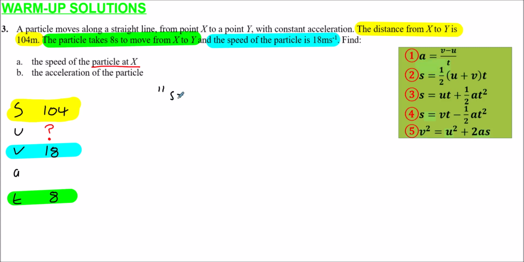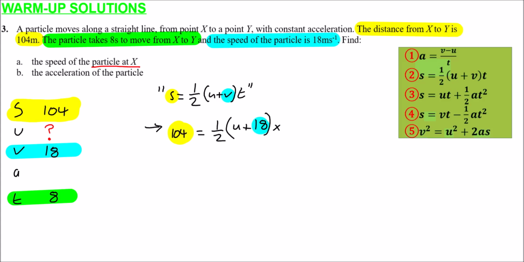So using S equals a half (u plus v) times t, we can then substitute in the values and work out what u would have to be. So S is 104, so 104 equals a half (u plus v). I don't know u, so I'm going to leave it as the letter u. v is 18, of course, because it says here v is 18, as in the question.